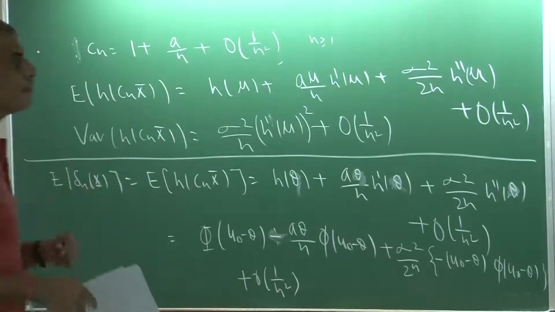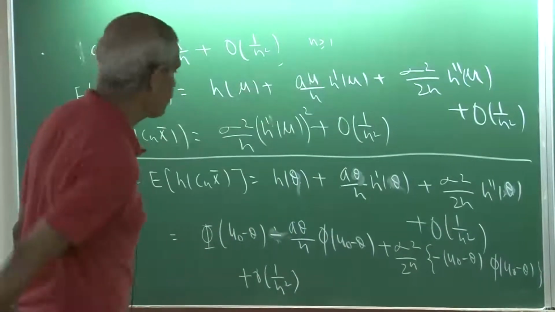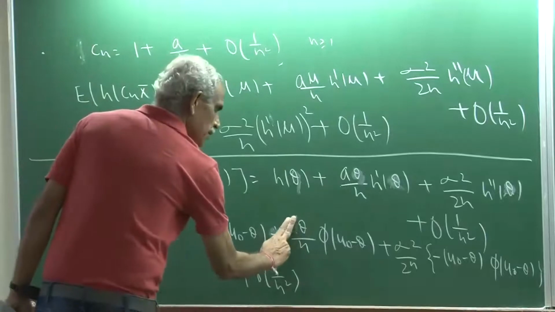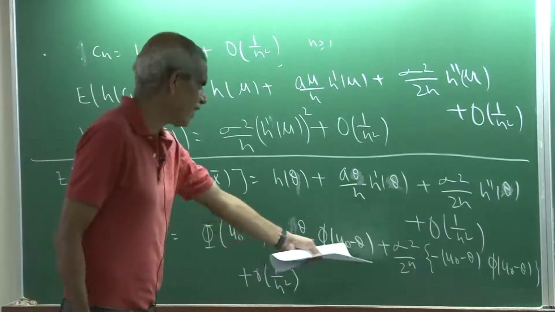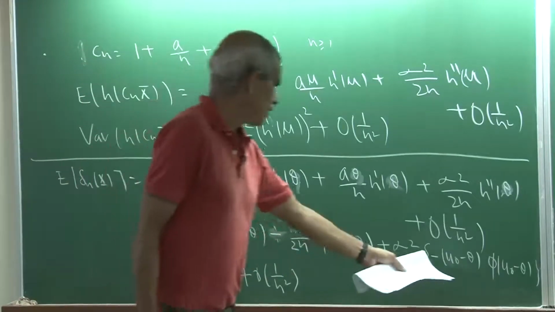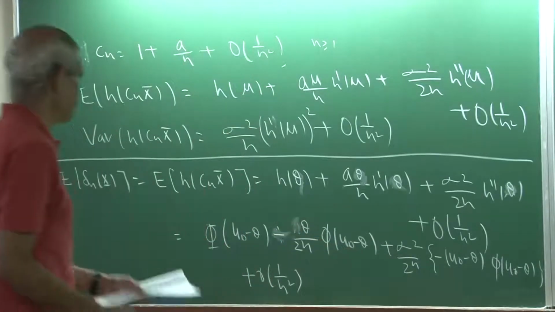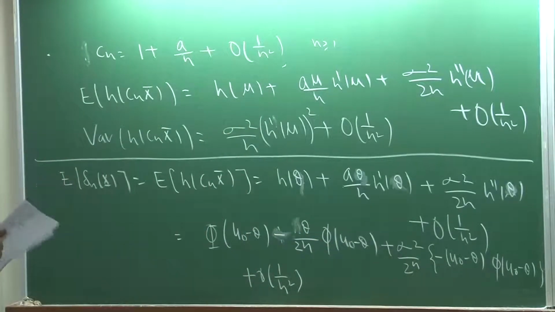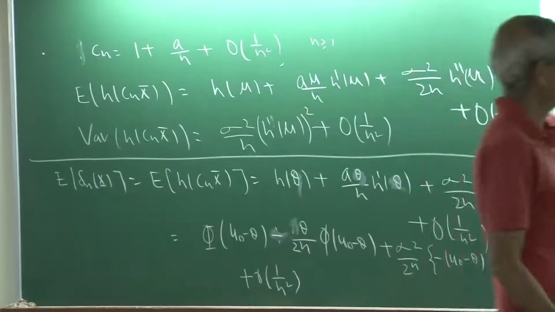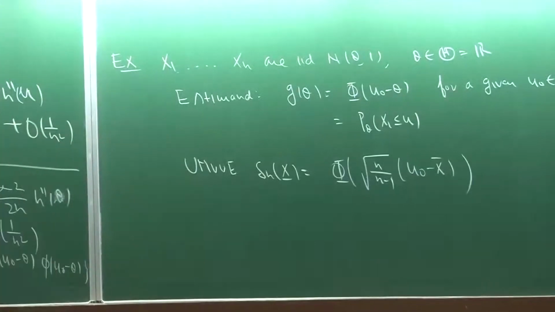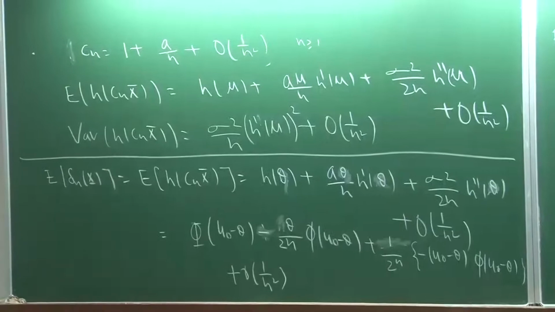And what is A? A in this case is 1 by 2, because Cn is 1 plus 1 by 2n, so it is 1 by 2n. So you can see that minus theta by n phi of (u naught minus theta), and here plus, yeah, so this is what you get. What is the sigma square in our case? x1, x2, xn are IID normal theta 1, so sigma square is also 1. So this you can simplify.